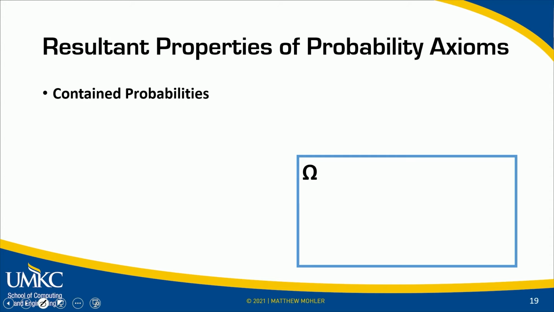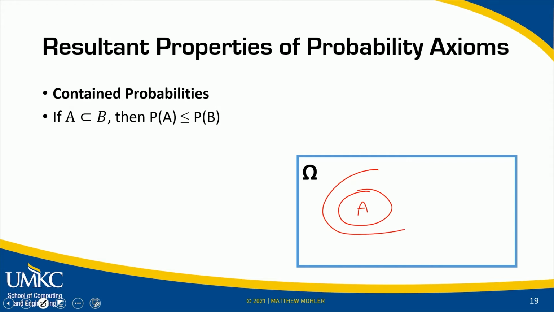The next property we'll look at is what I like to call contained probabilities. And this is basically saying that if we have an event A that is some part of an event B, or more accurately, a set A that is some part of a set B, then the probability of A must be less than or equal to the probability of B. So to look at this graphically, again, we have some event A, and then we have some event larger than that that is B. And B is all of A plus B itself.